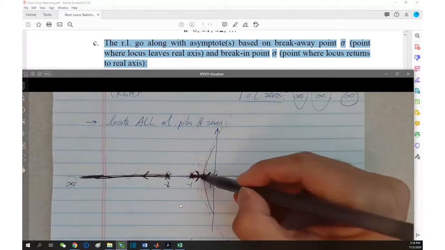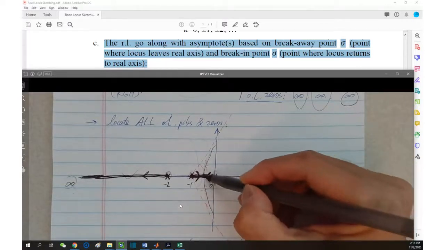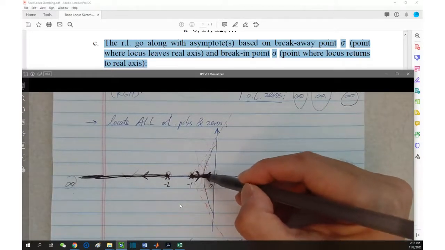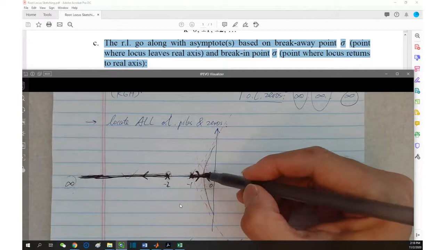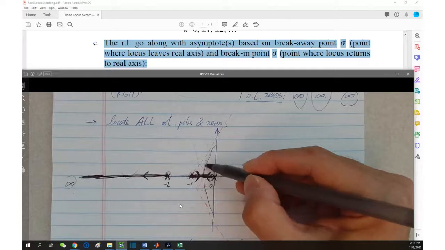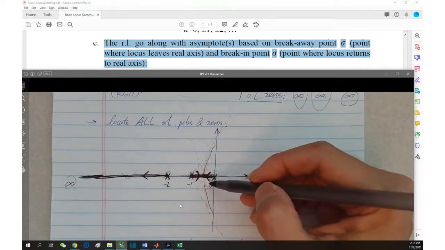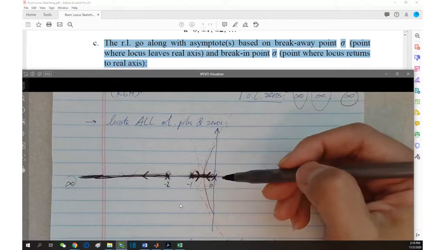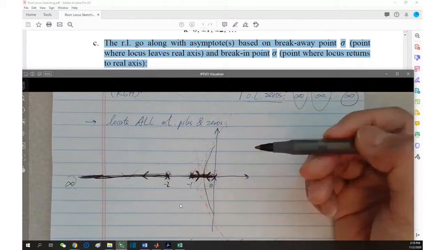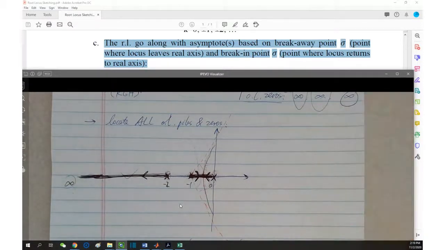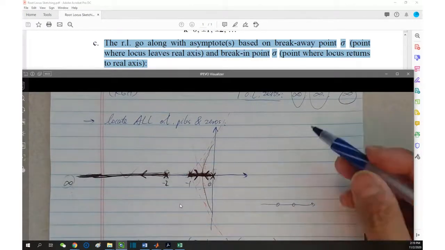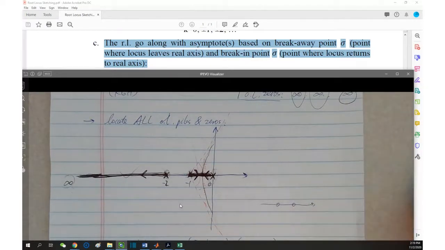Because of the direction of the two poles, two branches. This is one branch, this is another branch. They're both converging into one point, and after merging together, they can leave the real axis. So it's a breakaway point rather than a break-in point. That's the reason. In other words, imagine another scenario where we have two zeros. Zeros are represented by circles.